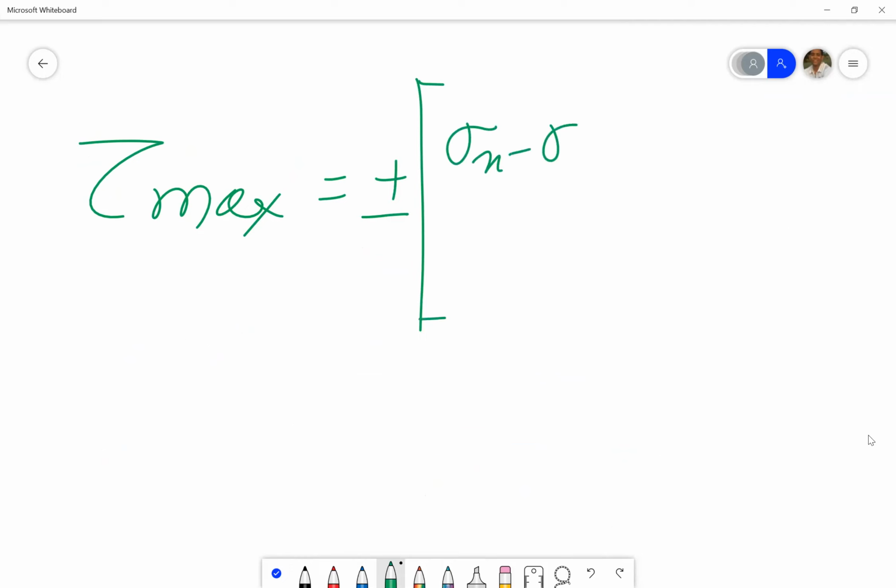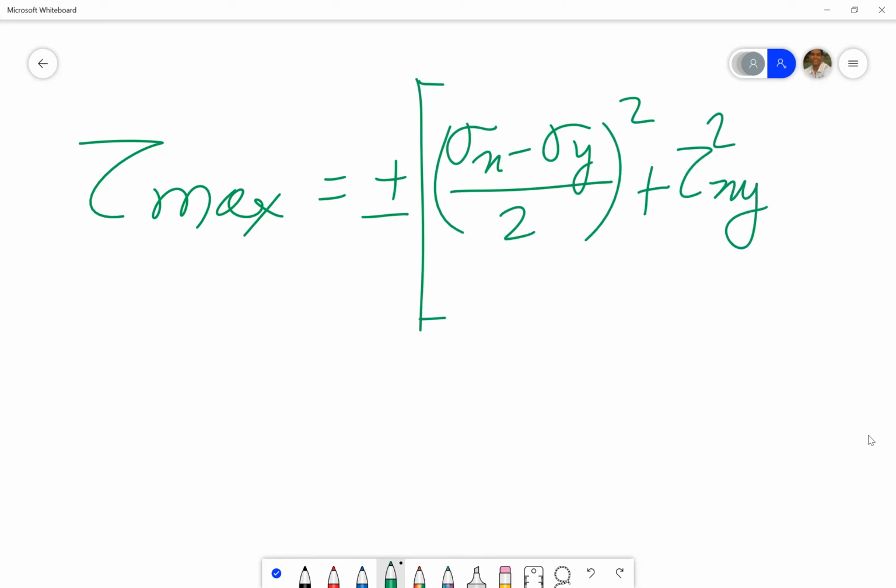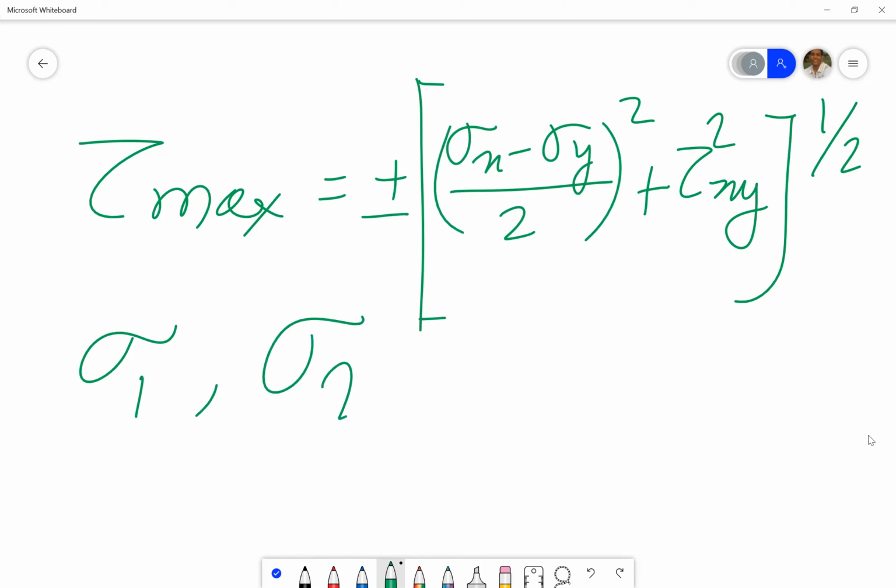Sigma x minus sigma y divided by 2, squared, plus tau xy squared, whole root. Is it that? Now you can find out the values of maximum shear stress, principal stress, major stress, and the minor stresses also. All are calculated here. So remember the equations, the derivations, and the formulas for solving problems. It will be required for your problem solving also. So this is all about your two-dimensional state of stress, or we can say the plane stress conditions.